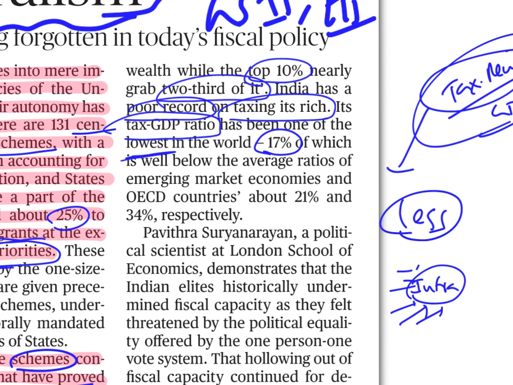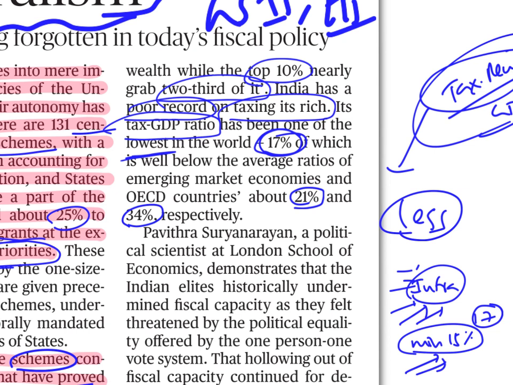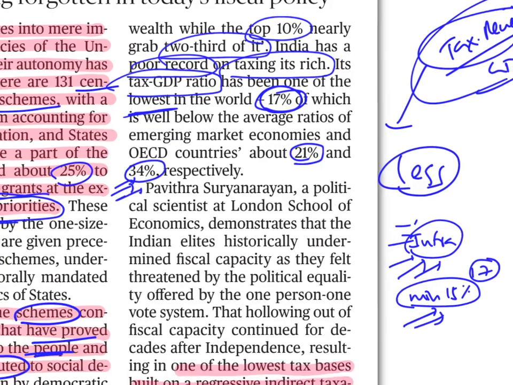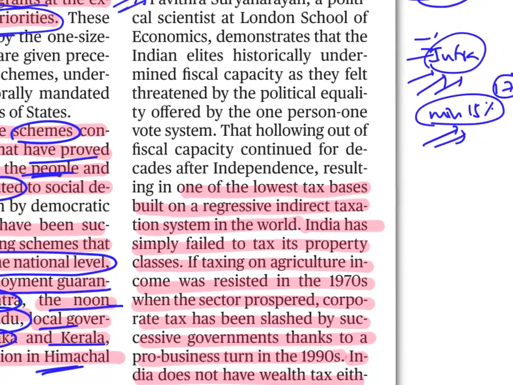Right? Whereas in emerging economies, it is 21%. In developed economies, it's around 34%. India, it is just 17%. World Bank says tax to GDP ratio has to be a minimum of 15%. We are just around that. But in developed economies, it's around 34%. Only when you are able to tax the rich people more, you can use that money to help the poor people. You can use that money to build infrastructure and build the economy more. That's what the author is saying.